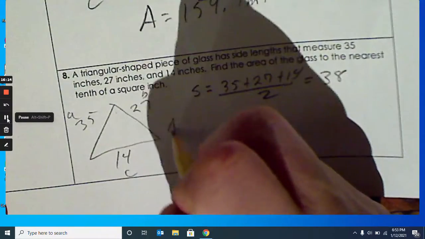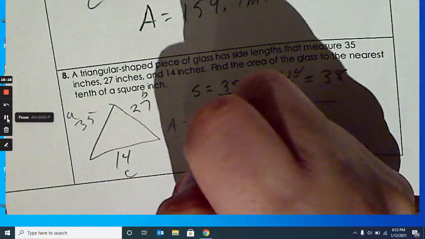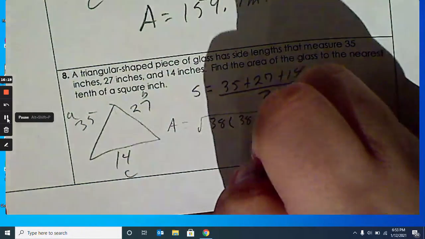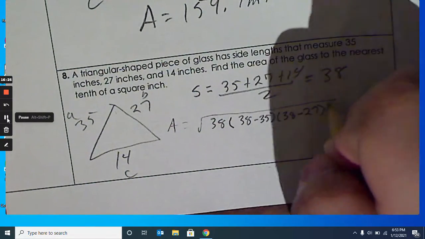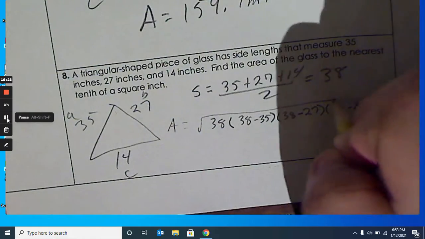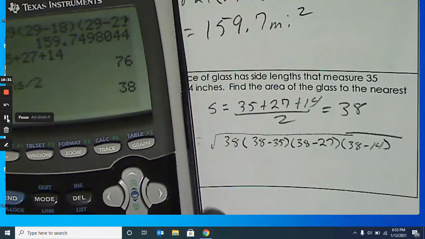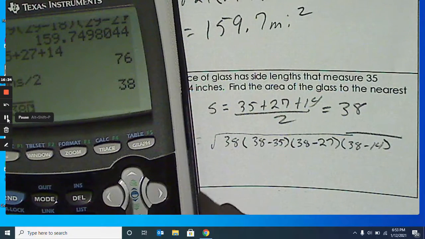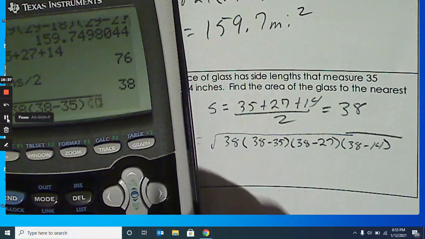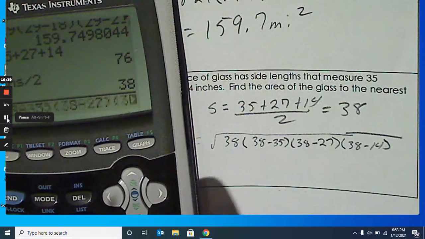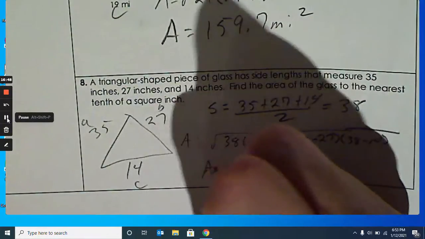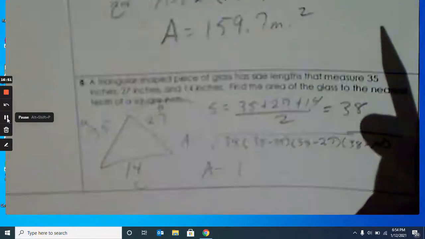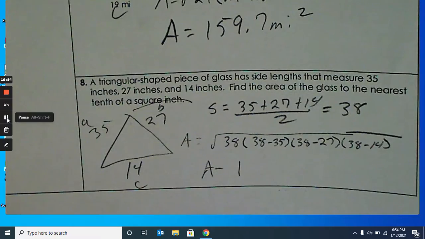Then I do my area formula. So 38 times 38 minus 35 times 38 minus 27 times 38 minus 14. Do a little bit of math. And I get the area is about 173.5. Up nearest square inch, so 173.